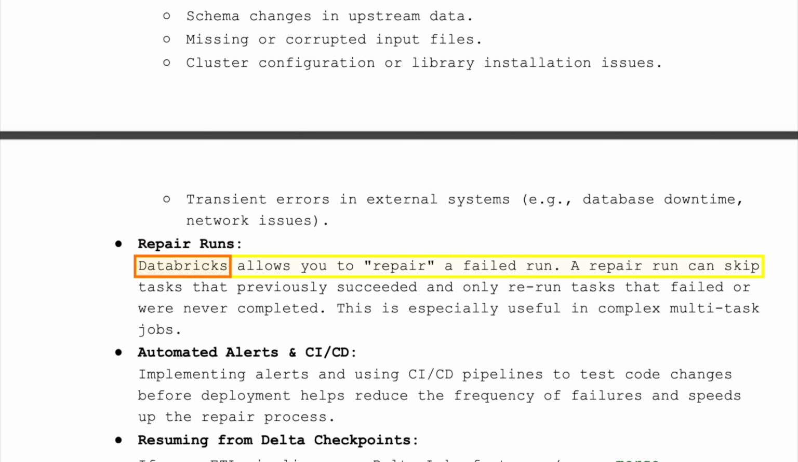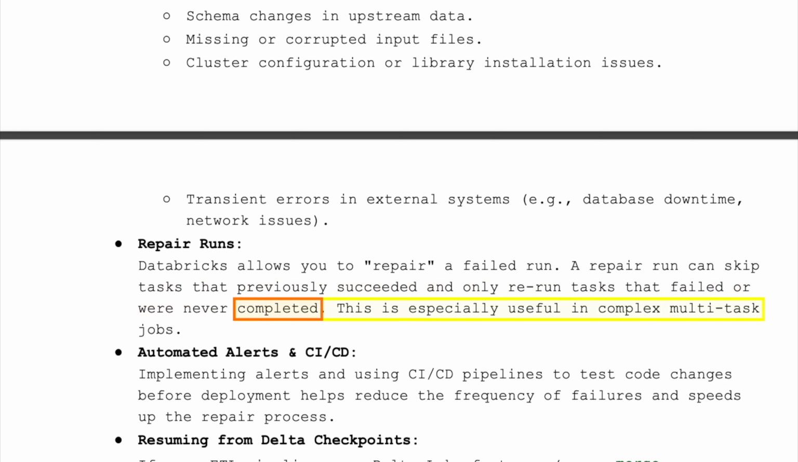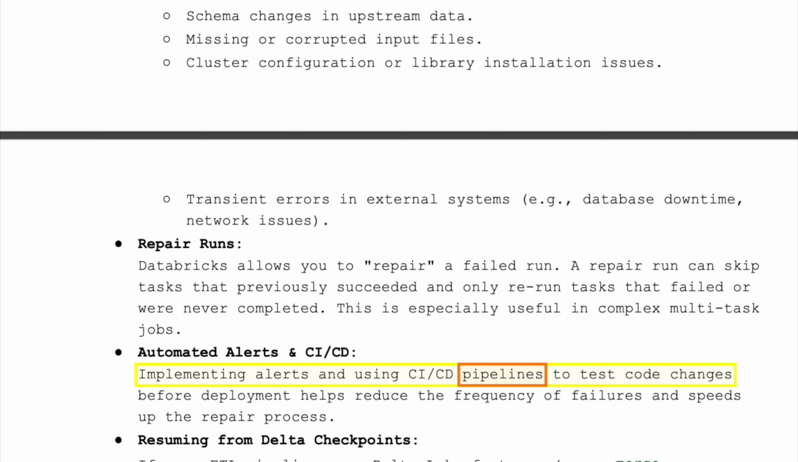Repair runs. Databricks allows you to repair a failed run. A repair run can skip tasks that previously succeeded and only rerun tasks that failed or were never completed. This is especially useful in complex multitask jobs. Automated alerts and CI/CD. Implementing alerts and using CI/CD pipelines to test code changes before deployment helps reduce the frequency of failures and speeds up the repair process.